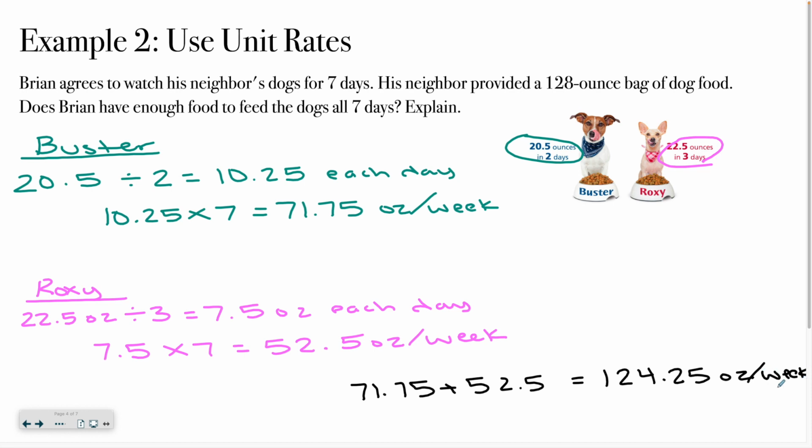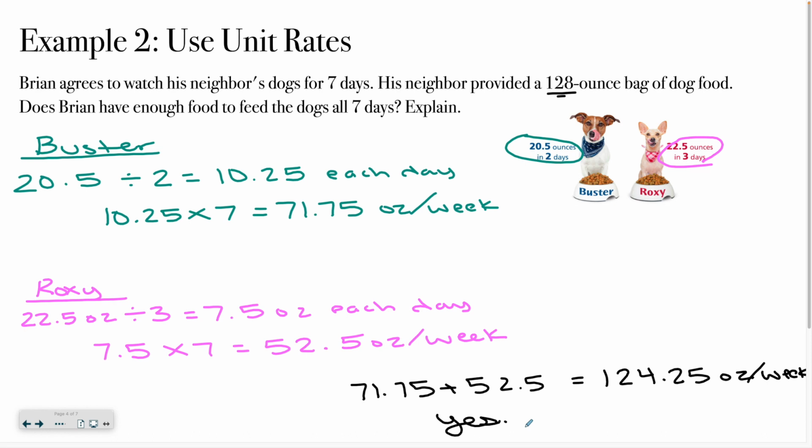So the question is, does Brian have enough food to feed the dogs all 7 days? So he needs 124.25 ounces, and his neighbor gave him 128 ounces. So does he have enough food? Yes, because 124.25 is less than 128.